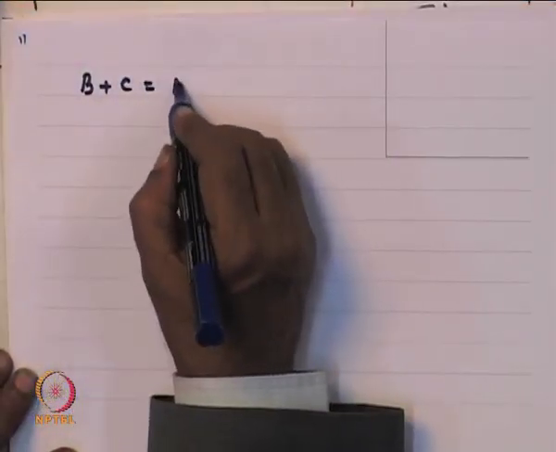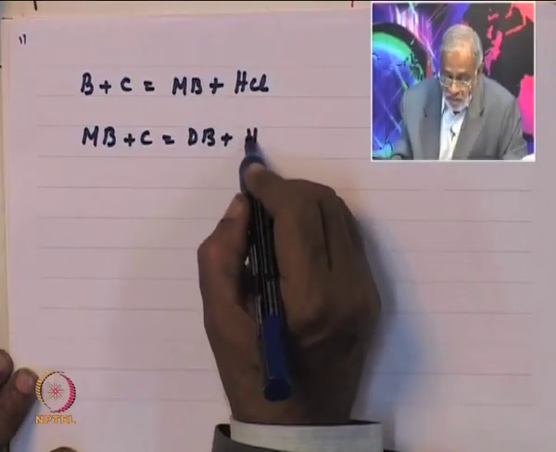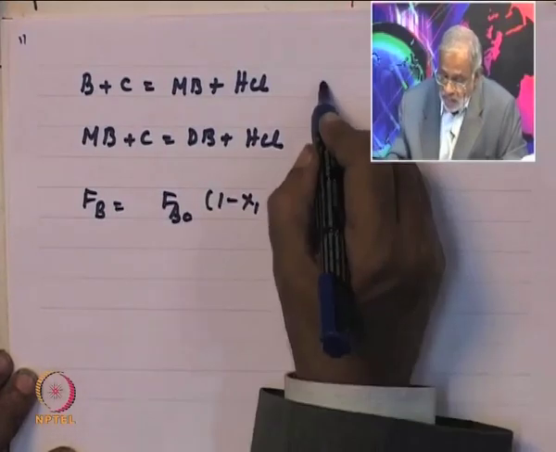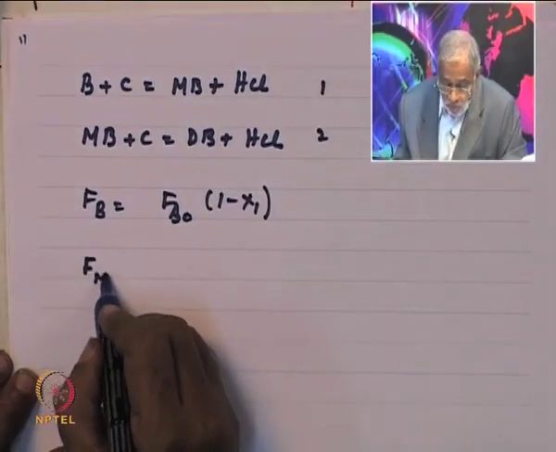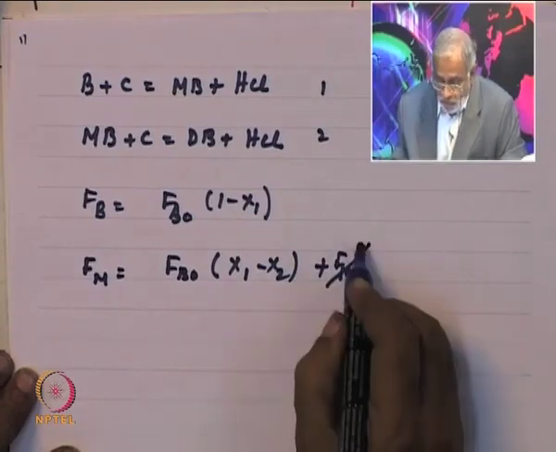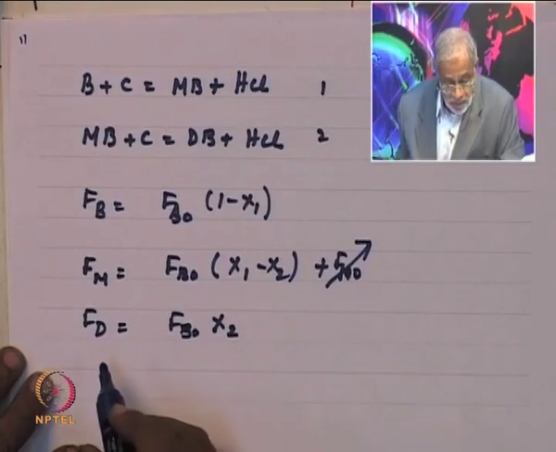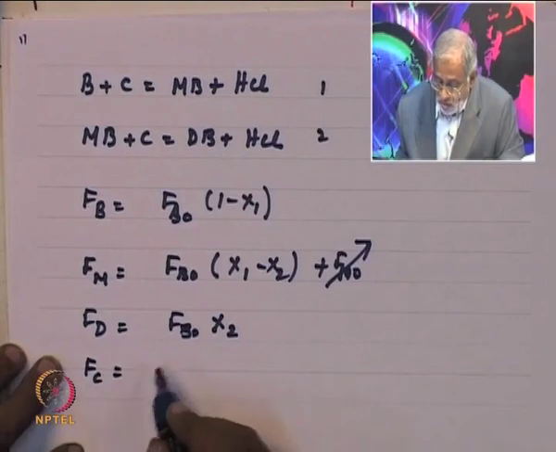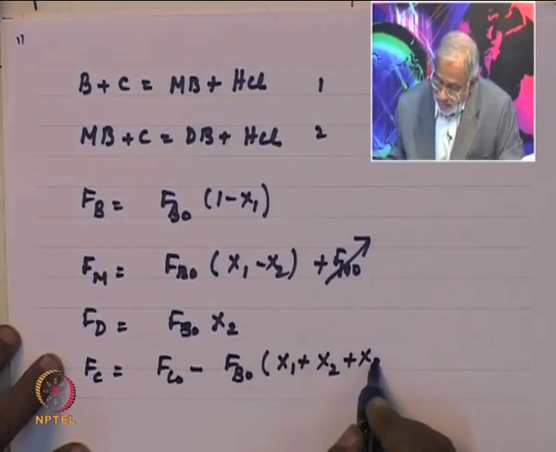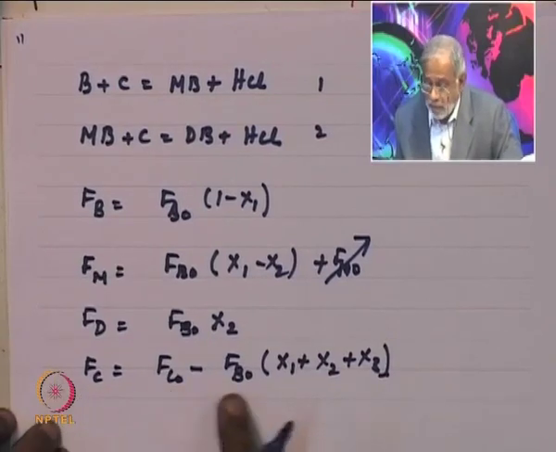Benzene plus chlorine gives you monochlorobenzene plus HCl. Then monochlorobenzene plus chlorine gives you dichlorobenzene plus HCl. So, our stoichiometry says Fb equals Fb0 times (1 minus X1), where this is reaction 1, reaction 2. Then Fmonochlorobenzene equals Fb0 times (X1 minus X2) plus Fm0, which we take as 0. Then dichlorobenzene is Fb0 times X2. Then, of course, we want to find the amount of chlorine consumed: Fc equals Fc0 minus Fb0 times (X1 plus X2 plus X3), shall we say. Is this clear? The amount of chlorine that is consumed is whatever chlorine we put in minus whatever is consumed.